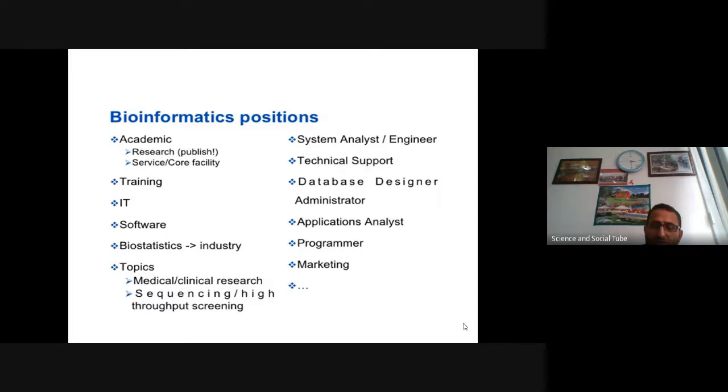So the scope is tremendous. It's nowadays at the top level. Like you may have seen data science, there is also the need for bioinformatics, where you can analyze the huge big data that is being produced nowadays.